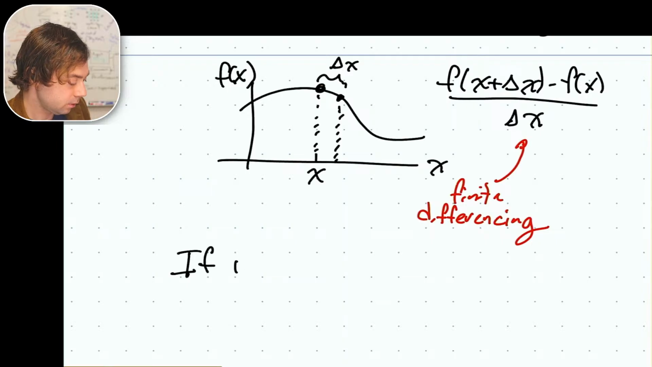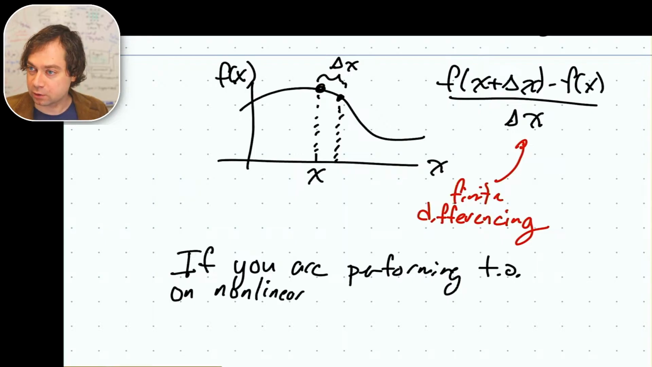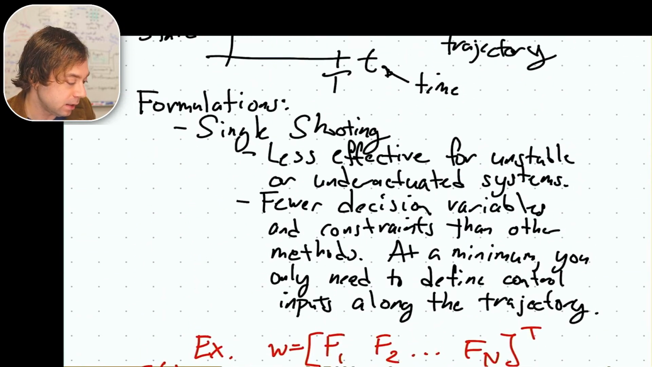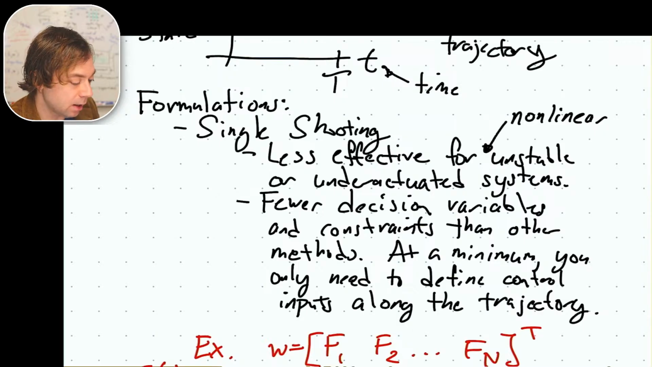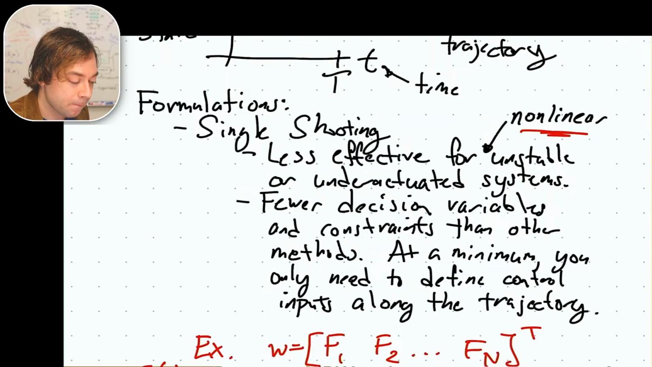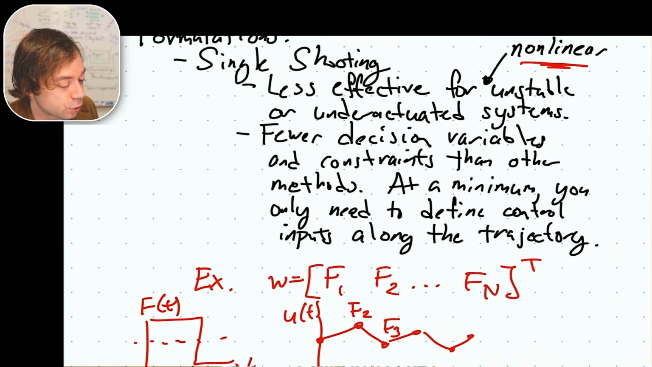If you are performing trajectory optimizations on nonlinear... Actually, I forgot to write something in my other notes. I'm going to scroll back up real quick, to the "less effective on nonlinear unstable systems." Apologies. See that right there? Less effective for nonlinear unstable systems. Linear unstable systems are still pretty easy to handle for trajectory optimization.